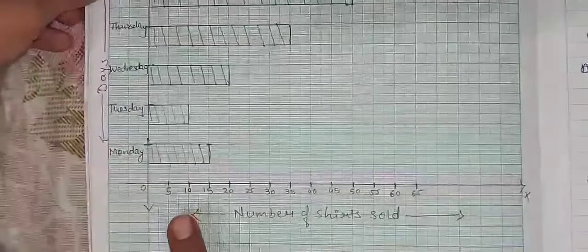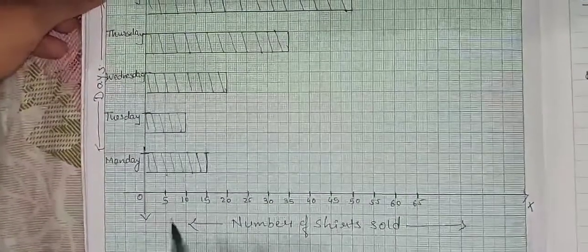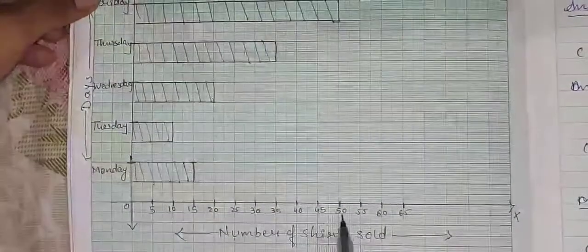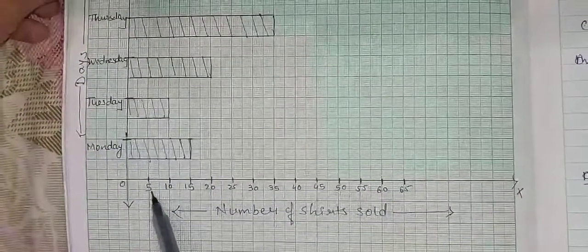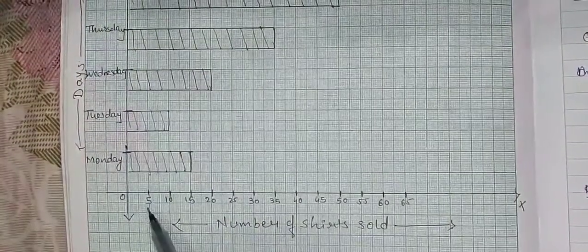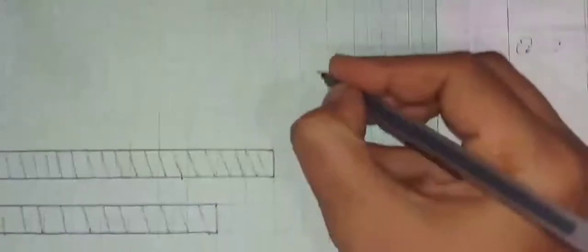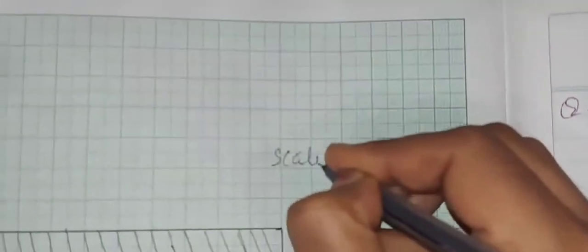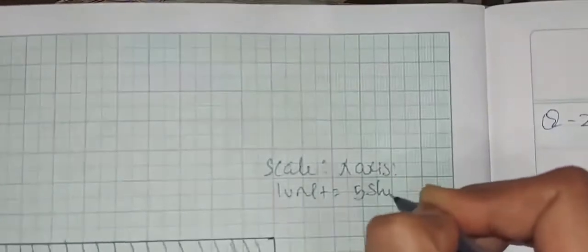Students, we have to find the scale chosen on the horizontal line, that is the x-axis. So here we can see 5, 10, 15, 20, 25, 30, 35, 40, 45, 50, 55, 60 and 65 written on the x-axis. So what we can observe on the scale is that 1 unit equals 5 shirts. So we can write scale on the x-axis: 1 unit equals 5 shirts.